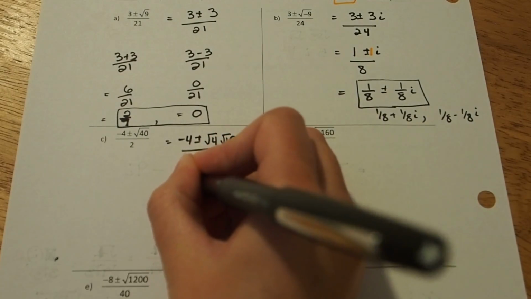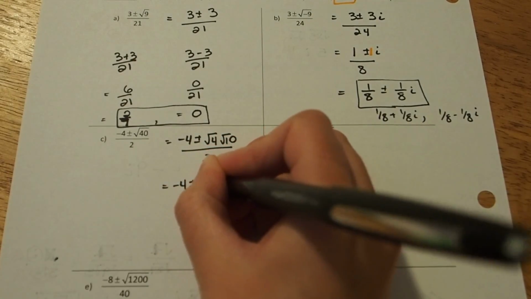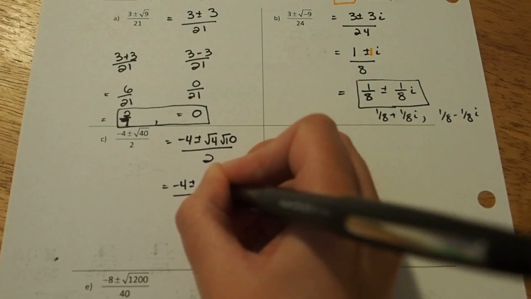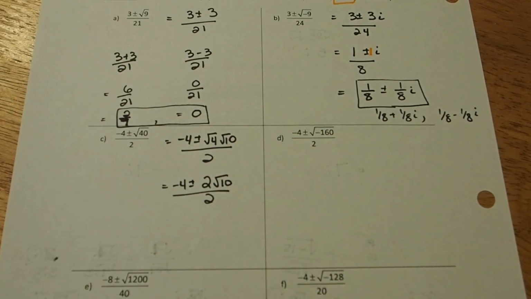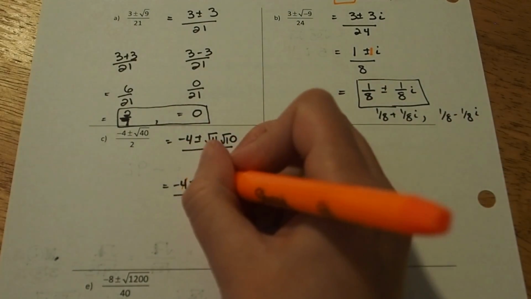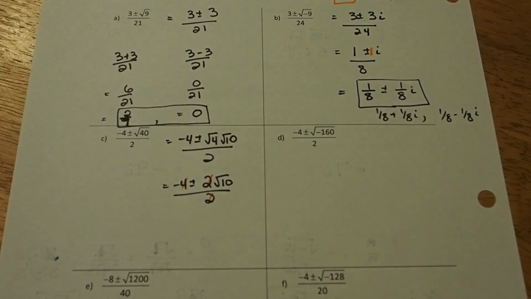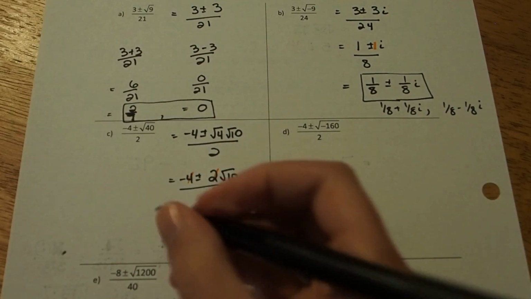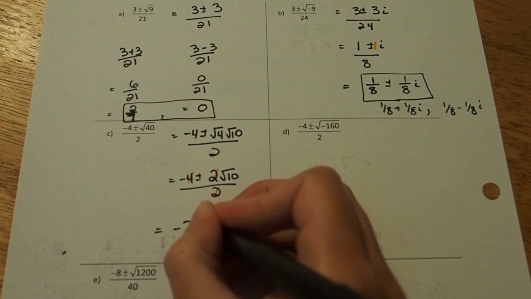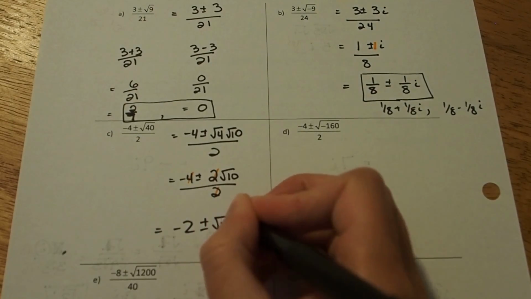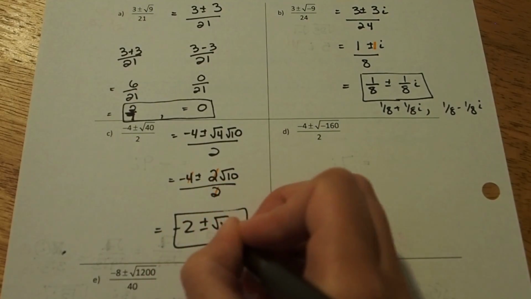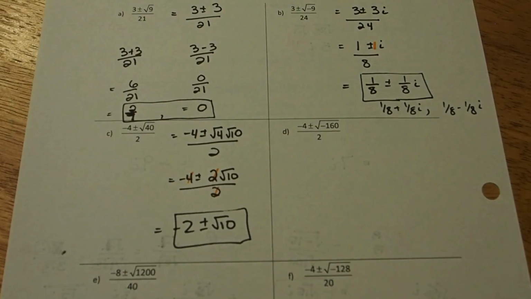So that gives me negative 4 plus or minus the square root of 4, which is 2, times the square root of 10, over 2. And then I want to simplify each of my coefficients. Let's see, these can all be divided by 2. If I divide them all by 2, I'm going to have negative 2 in the front, plus or minus the square root of 10 over 1. I don't need to write the over 1 in the denominator. So negative 2 plus or minus square root of 10.